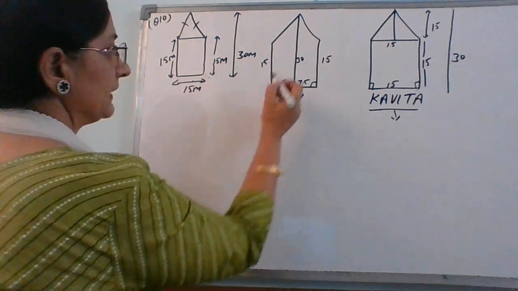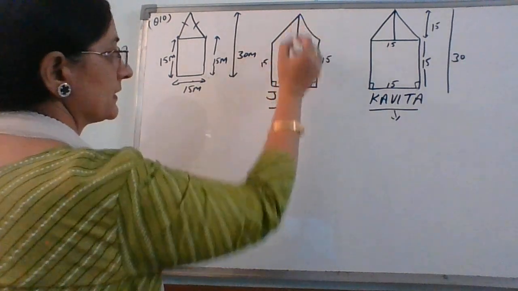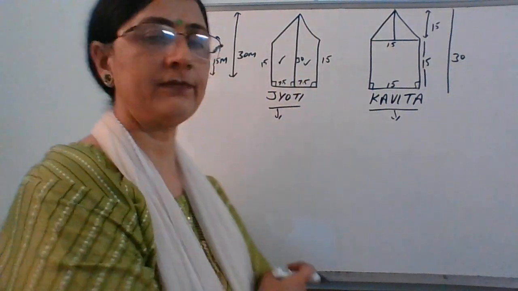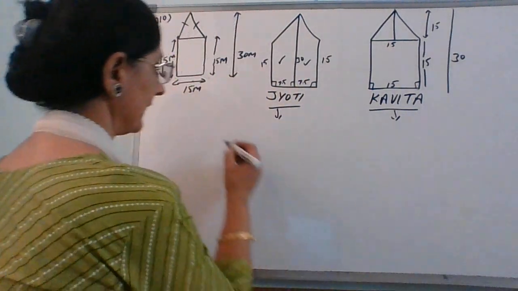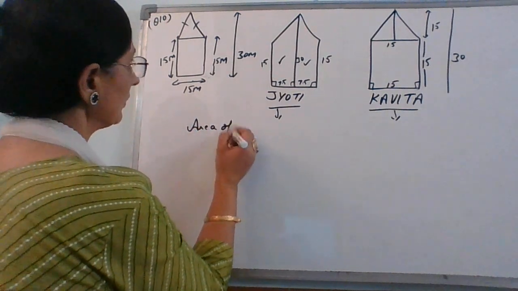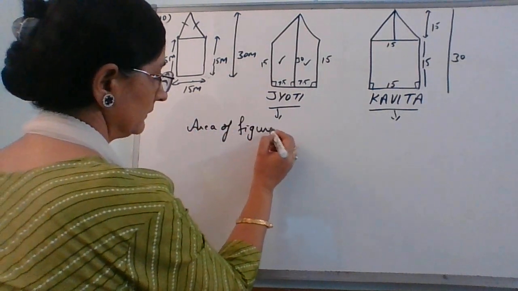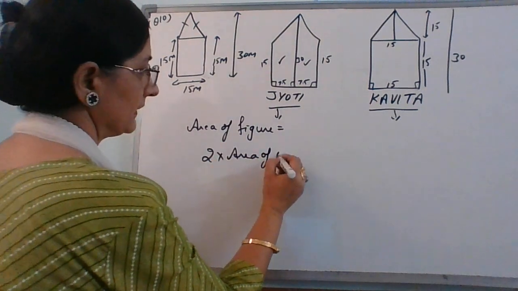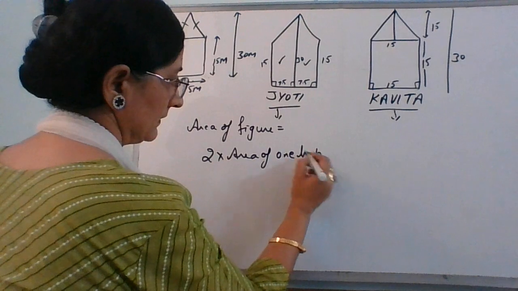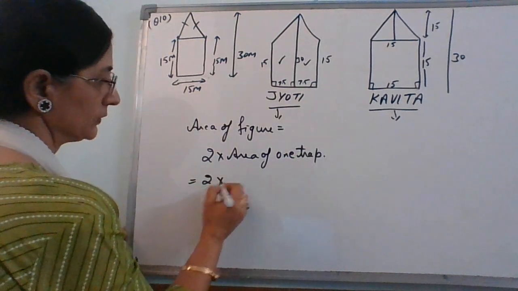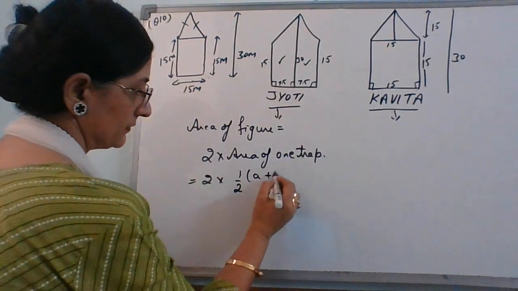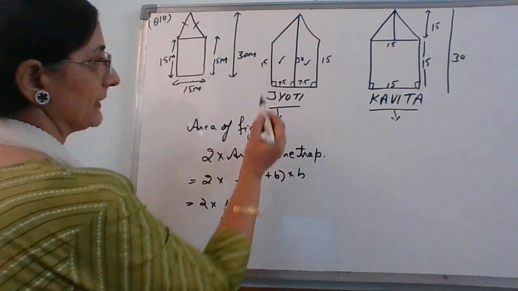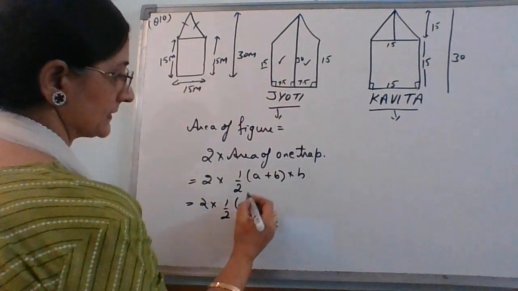Now here we have to, she divided this figure into two trapezium, right? So values are same, so we can find the area of one trapezium and we can double that. So area of figure will be equals to double of area of trapezium. Okay, area of one trapezium, right? So that will be 2 into area of a trapezium is, first you'll write the formula and then we'll substitute the values here. Sum of the parallel sides are 15 and 30.